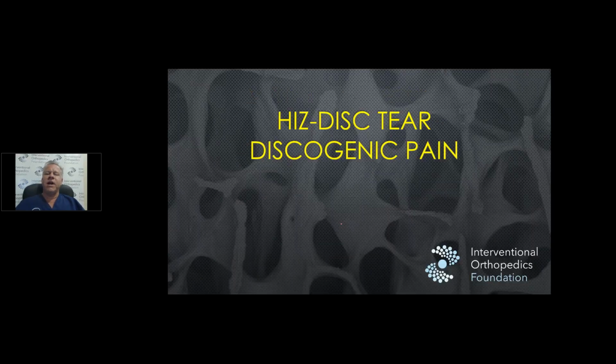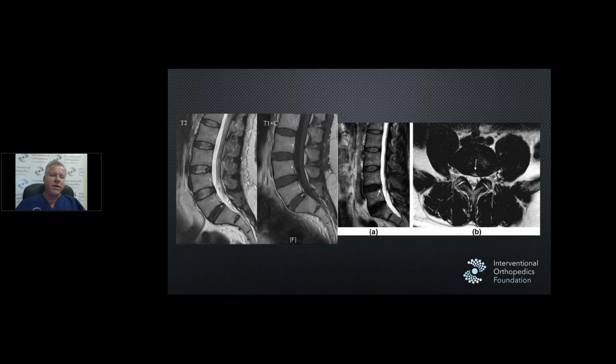Now let's talk about disc tears and discogenic pain, or HIZs, high intensity zones. High intensity zones are these white things that you see in the back of the disc. They look like that, or they'll be little tiny pieces like this. And what this little tiny dot here is, you can see, is actually this more circumferential bright spot there. So that's what a high intensity zone, or HIZ, looks like.